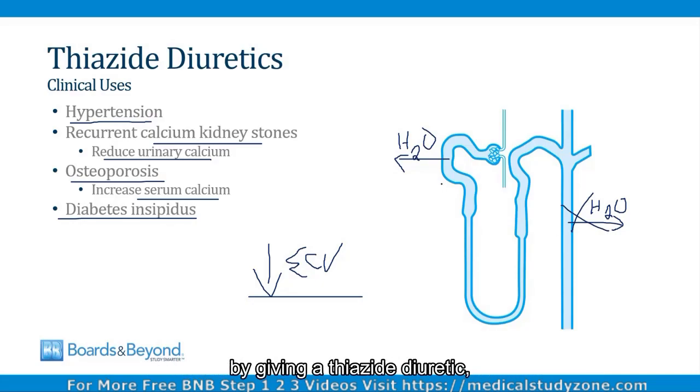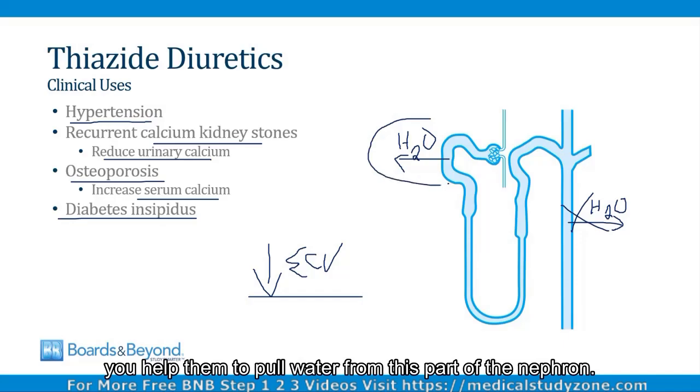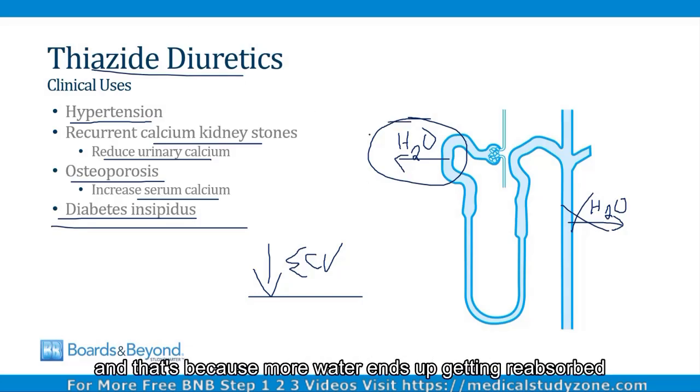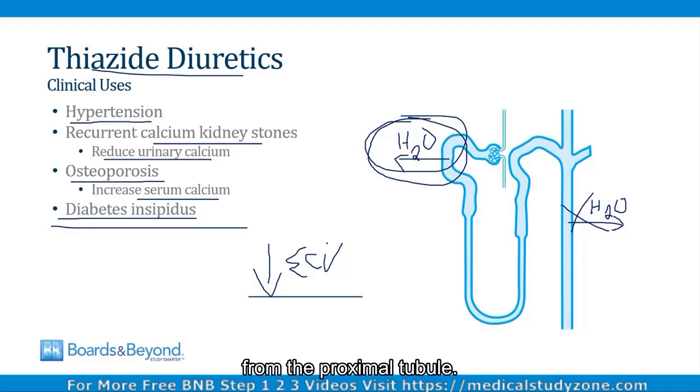What this means is in patients with diabetes insipidus who cannot reabsorb water from the collecting duct, by giving a thiazide diuretic, you help them to pull water from the proximal tubule. This increases water reabsorption and it helps to decrease the amount of polyuria that these patients have. So counterintuitively, patients who have DI have an anti-diuretic effect when you give a thiazide diuretic, and that's because more water ends up getting reabsorbed from the proximal tubule.